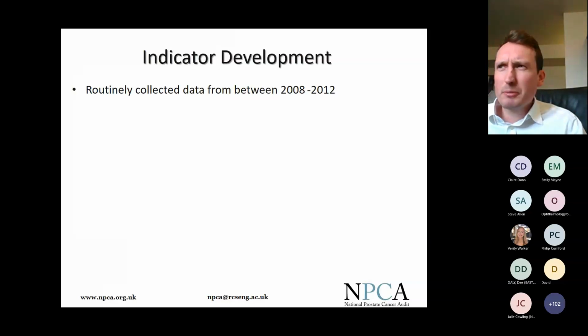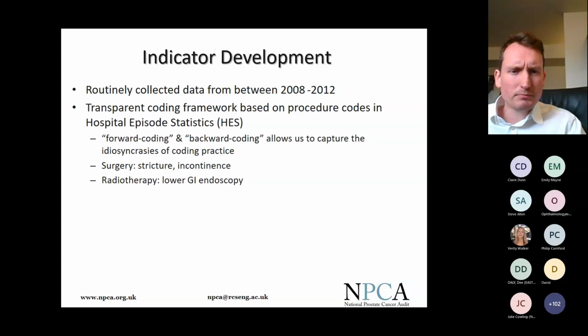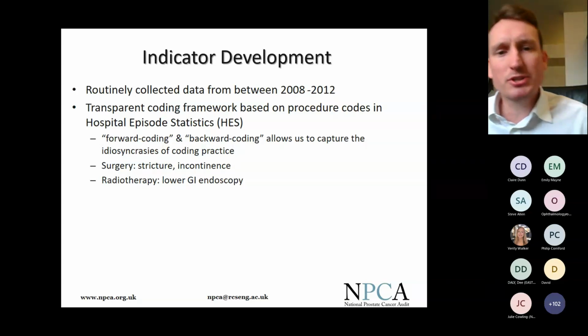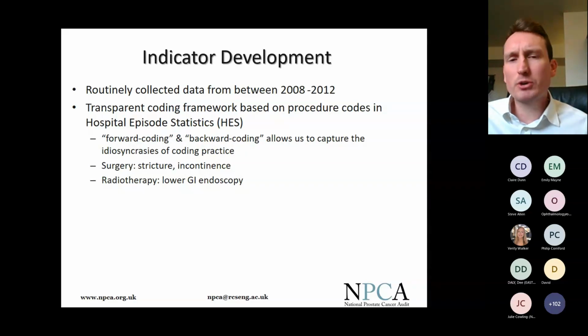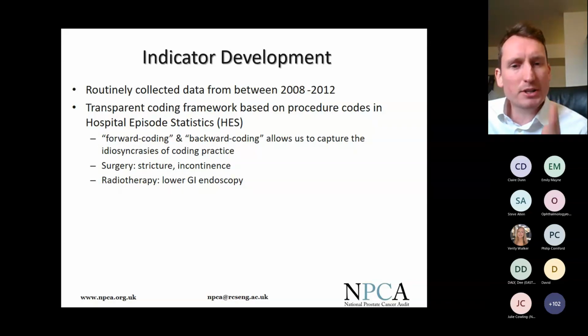This was performed in about 2014-15, right at the start of the audit, and we used historical, routinely collected data from between 2008 and 2012. Essentially we used a transparent coding framework based on procedure codes in HES, and we used a technique that we termed forward coding and backward coding, which allows us to capture the idiosyncrasies of coding practice. Forward coding was us going through all of the procedure codes in HES and identifying upfront specific procedure codes that were relevant to either post-operative or post-radiotherapy complications.